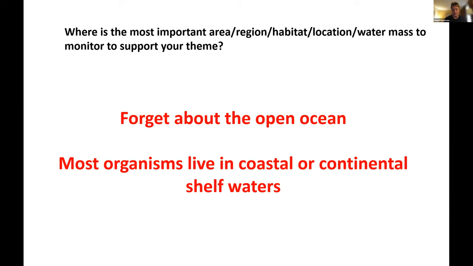The coastal shelf, and then into the nearshore areas, as we just heard, where nursery habitats are important for organisms that are using them on a seasonal basis. So don't forget about the open ocean, but in the grand scheme of things, most marine organisms are living in coastal and continental shelf waters. That coincides pretty well with the logistical feasibility of monitoring, because that's where we can put sensors most conveniently into the water.